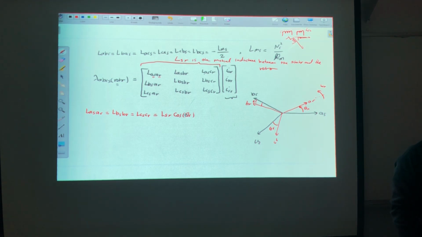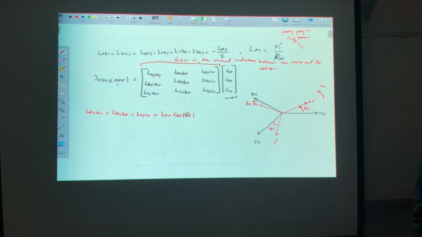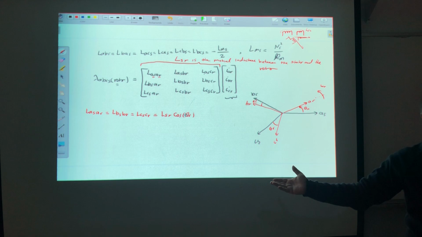So this will give a first clue. The mathematical model will be time varying, because the inductance is time varying, correct? So this means that the system is nonlinear, because if the parameter is changing with time, this will destroy the linear time-invariant system.